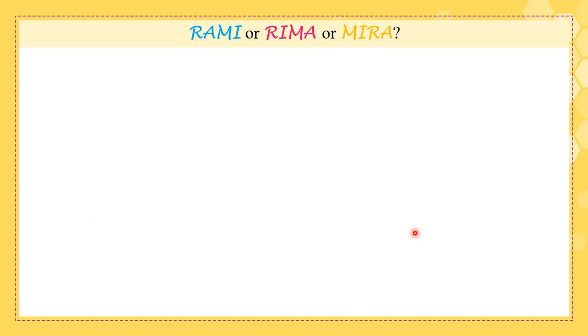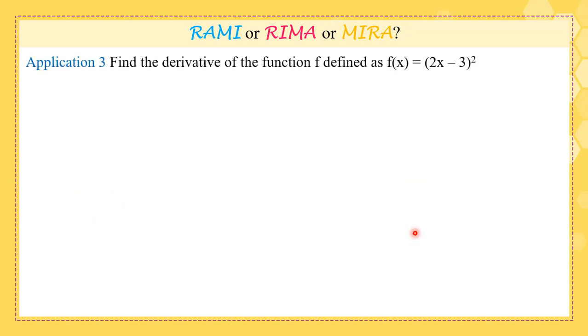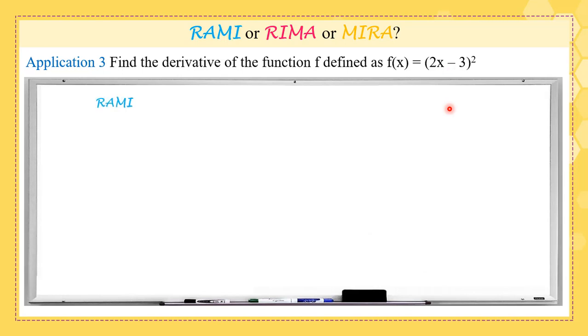Now let's see Rami, Rima, and Mira. Let's see what's the question and how they answer. The question is find the derivative of the function f defined as f of x is (2x minus 3) squared. What Rami did is the following. He said that f prime is 2 into (2x minus 3) multiplied by 2. So he multiplied by the derivative of 2x minus 3, and he got 4 into (2x minus 3), or 8x minus 12.